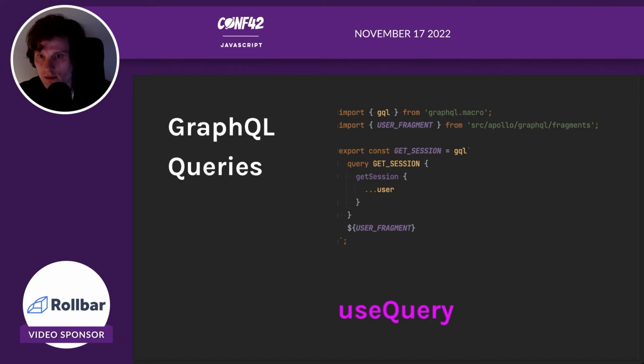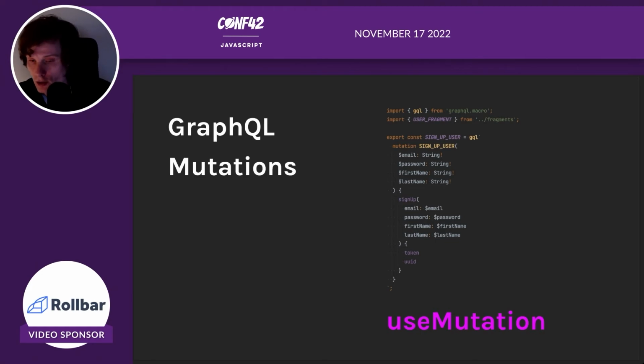We have to provide that query. For example, over here is a get session where we're using our fragment. That fragment has been created over here. We're just reusing that fragment, and that's how we can reuse it across other requests and queries. Or when we don't need any fragments at all, we can just use plain fields. In this case, we have a mutation for sign up user, and we are expecting it to return just the token, which we're going to use later for the header, and UID, of course.